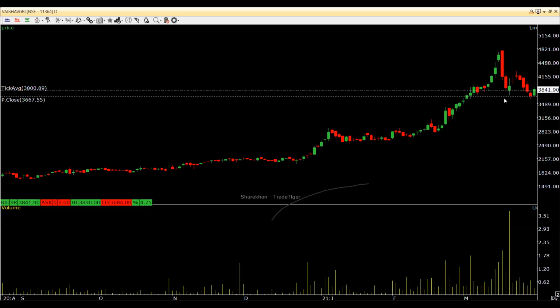Right. Decent level. I mean, it may not be 100% sustained because there are too many reds in this. Correct. So strongly it has come down. So it will go up only if the market sustains this.